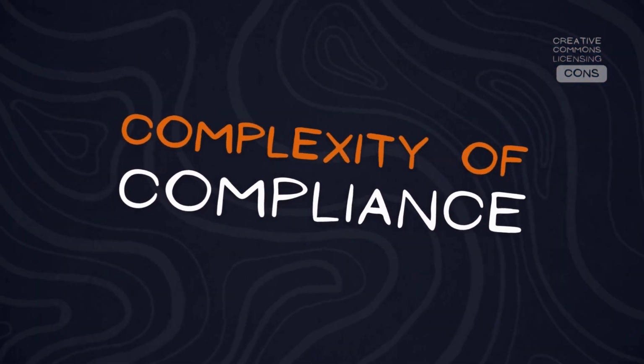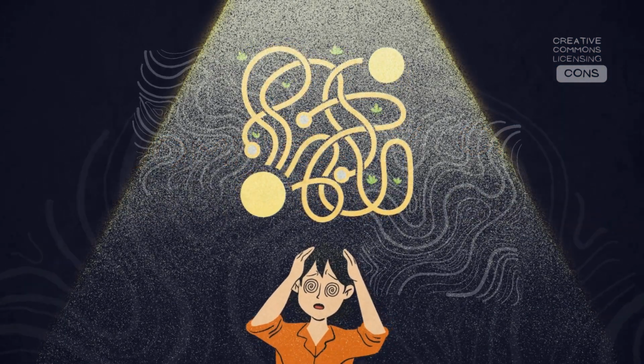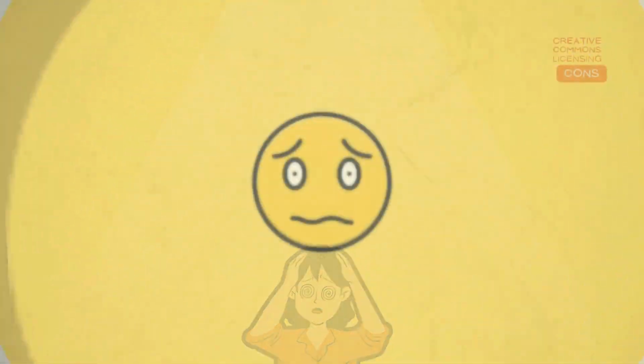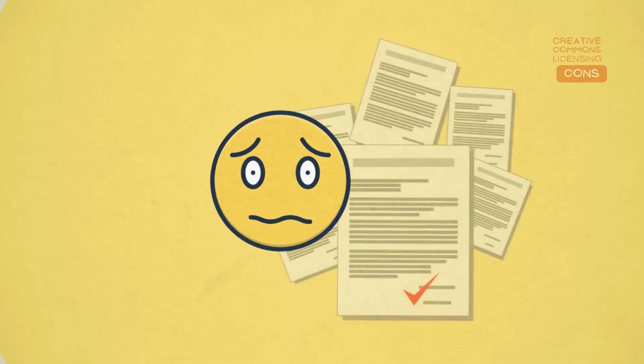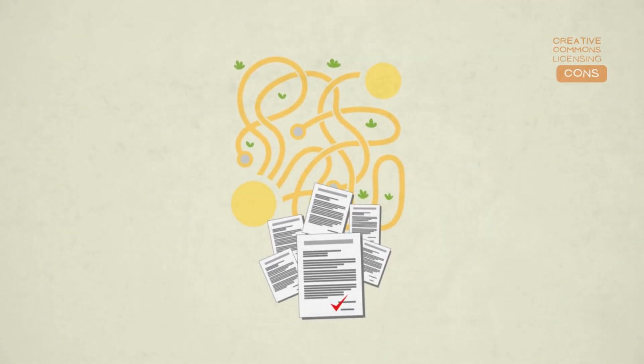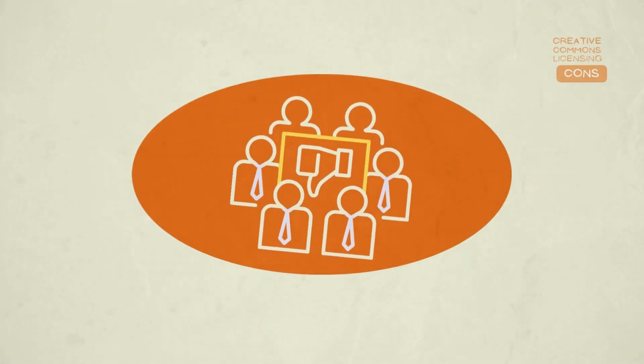Third is the complexity of compliance. Navigating compliance complexities can be challenging, especially for creators unfamiliar with copyright law or handling multiple licenses. Some CC licenses' attribution requirements can add further complexity, potentially discouraging creators from their use.